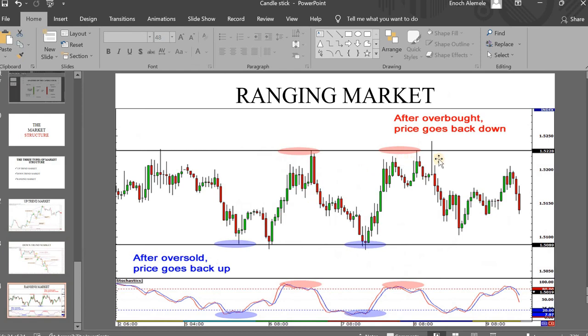Then the last one, in a rangy market, don't be bothered about the support and resistance. That is a separate topic to talk about. So we shall look at how to draw support and resistance, where price reaches and then it retraces to come and touch the support, then it goes up. That is how price moves in the market. It respects these support and resistance levels.